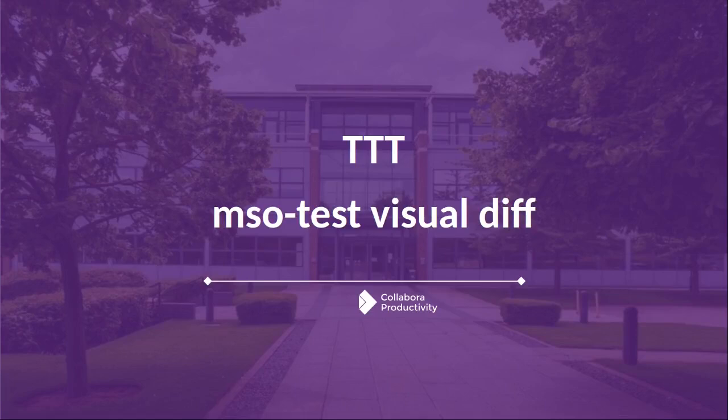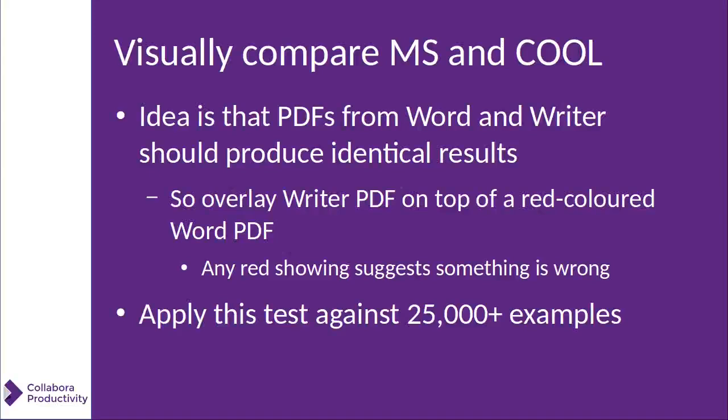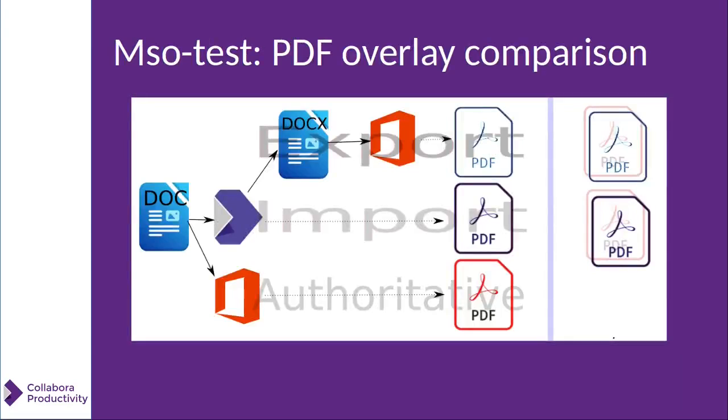Today's training is going to be on Collabora's MSO test, focusing on the visual difference aspect. So the idea is that PDFs from Word and Writer should produce identical results, and so if we overlay Writer's PDF on top of a red-colored Word PDF, then any red that shows through suggests that something is wrong. And then we want to apply this idea against a whole bunch of different examples and see if we can find any regressions. So here's a diagram of the idea.